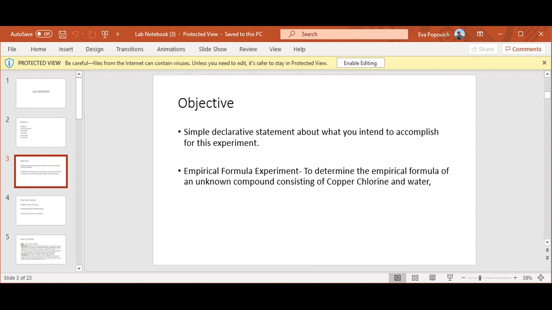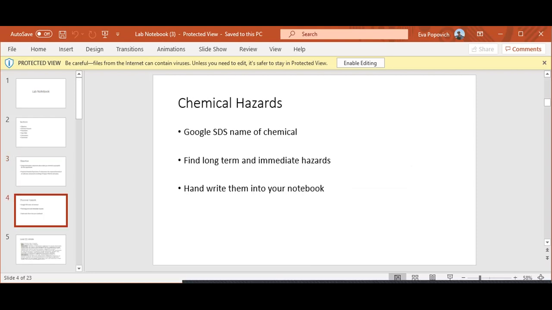Yes. Next section. I need you to do this for your own safety. If you're handling chemicals in the laboratory, you should look up and figure out what the hazards of those chemicals are. All you have to do is see the chemical name, type it into Google, space, then put SDS. SDS stands for Safety Data Sheet. What I need you to do is determine the long-term and immediate hazards. I need you to write them in your notebook.